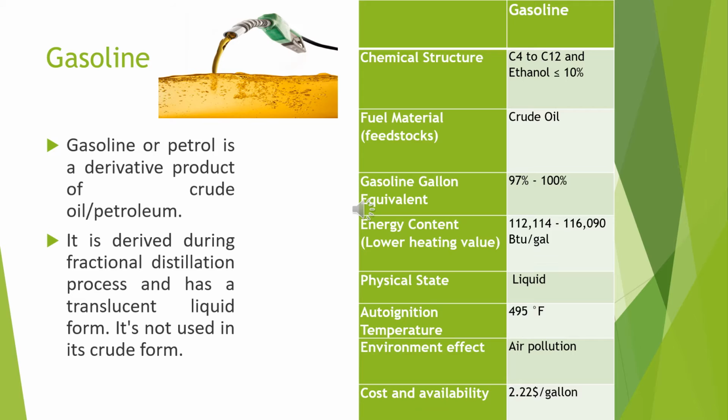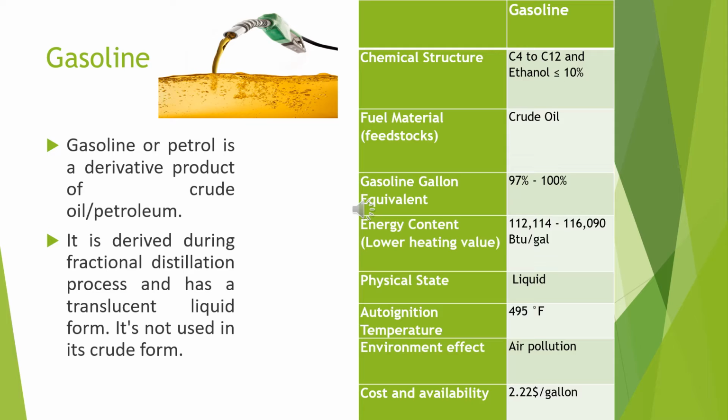Now we discuss the features of gasoline. Gasoline, also called petrol, is a derivative product of crude oil or petroleum. It is derived during the fractional distillation process and has a translucent liquid form. It is not used in its crude form. First of all, we discuss its chemical structure. The chemical structure of gasoline is C4 to C12 and ethanol, and the fuel material in gasoline is crude oil.